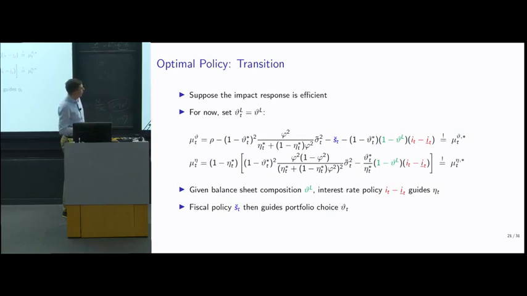Then what we want to do is, we have this drift of eta, and that's the equilibrium one, and we want to ensure that eta at every point in time along this transition path drifts exactly as it does under the planner solution.